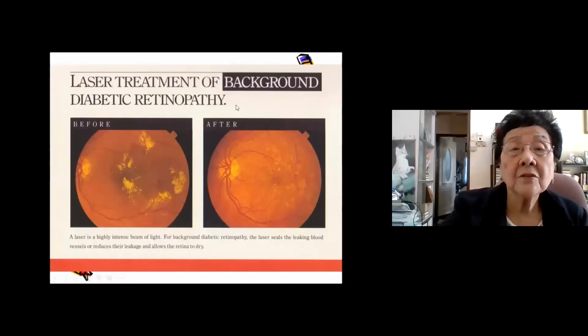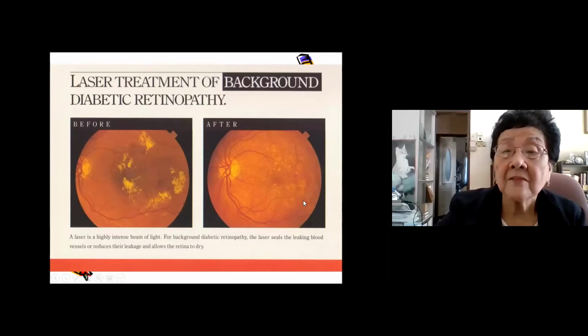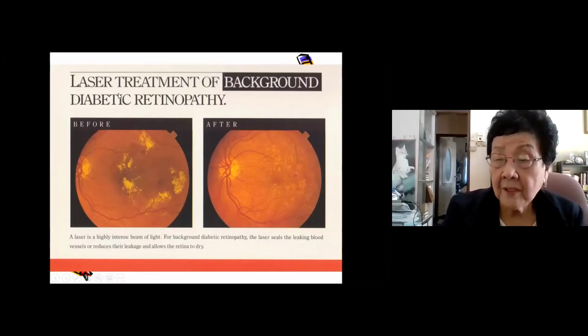But we've got good news, and that is laser treatment of the background. Laser treatment of the background will result in improvement, reducing the need for the back of the eye to have more oxygen. So as a result, the whole of the retina improves. And this is the good news that we have for diabetics.